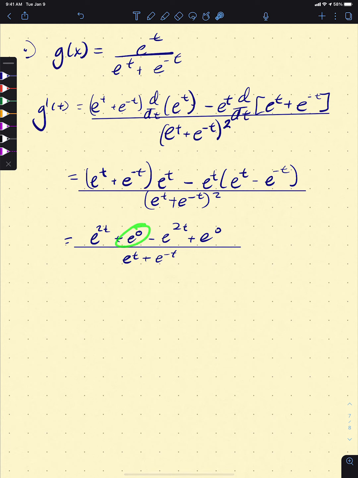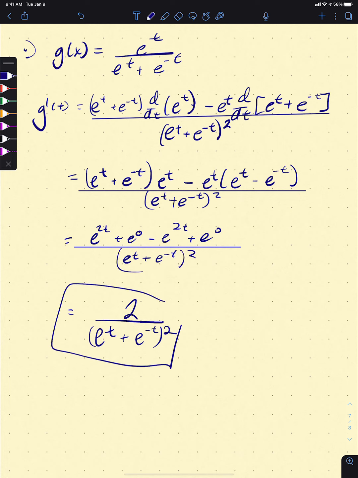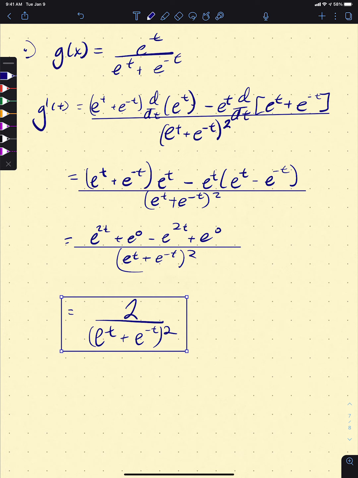But notice e to the 0 equals 1, because anything to the 0 equals 1. So we have 2e to the 0, so 2, plus e to the 2t minus e to the 2t. So this is just 2 over e to the t plus e to the minus t squared. And once again, the quotient rule continues to have this weird habit of looking like it's going to be extraordinarily complicated and then simplifying down really nicely.